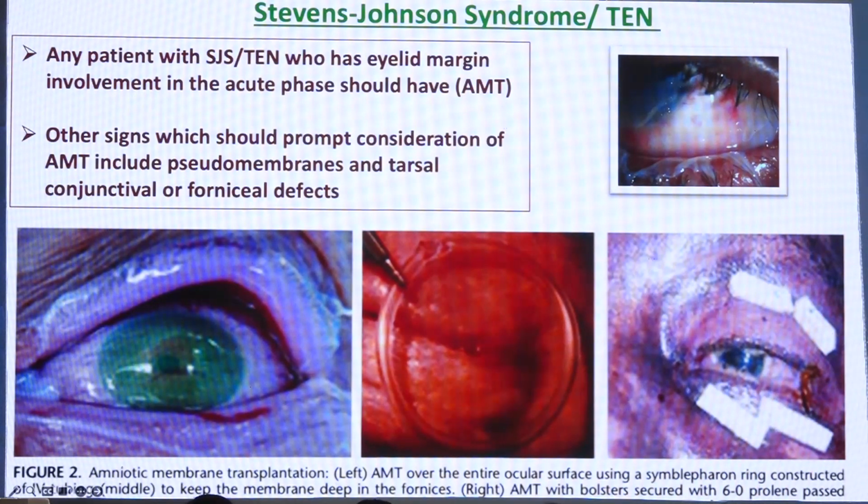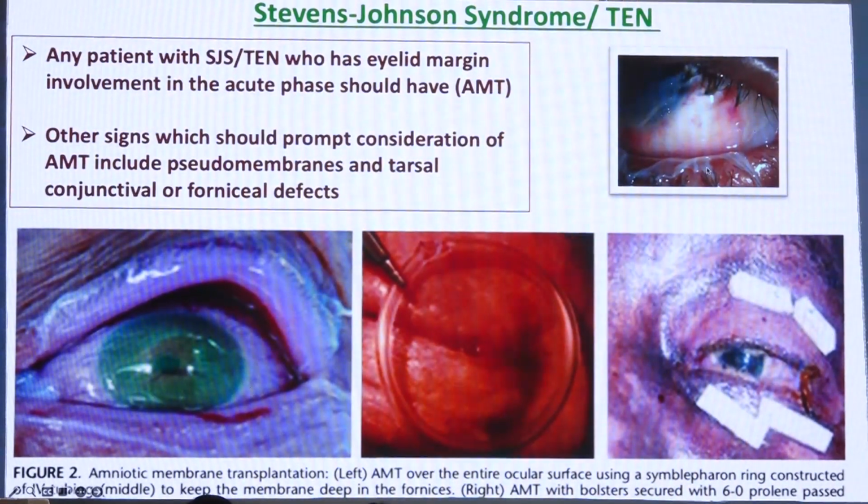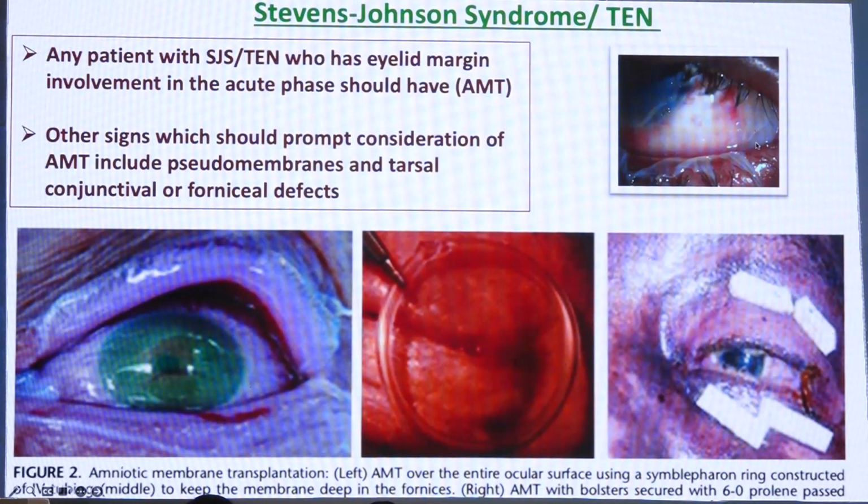Whenever you are putting this AMT, you should cover all the areas, starting from the lid, then tarsal conjunctiva, then fornicial conjunctiva, then bulbar conjunctiva, then the corneal surface. So this is the picture where they were putting this AMT, and then they are putting this ocular surface with a symblepharon ring in this case, and they have put another indigenous silver ring by IV tubing to keep the membrane deep in the fornices, and then you can also suture it. If you don't have those things, then you can suture it and put this deep IV tubing also.